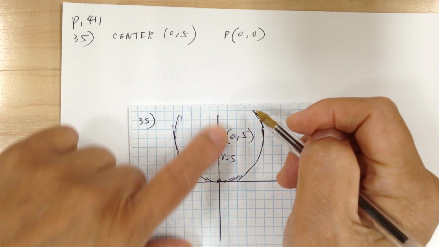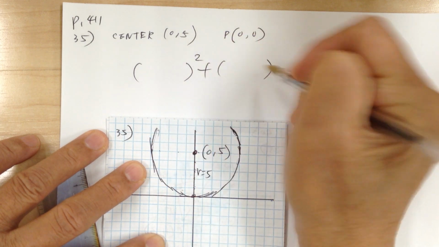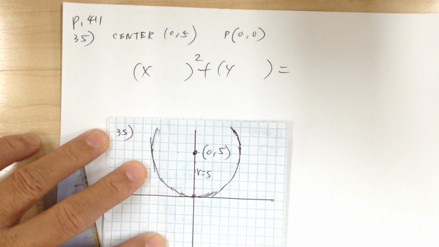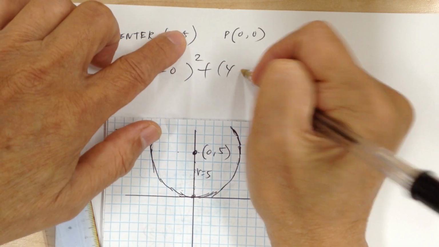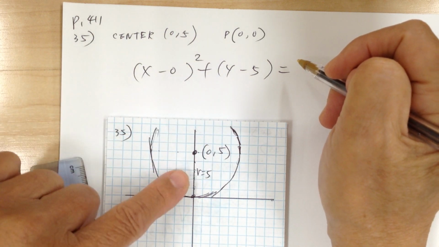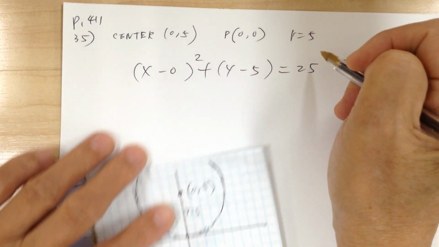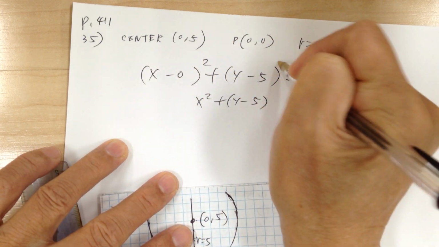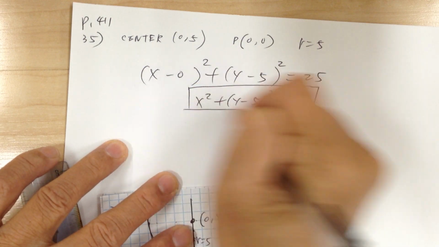Once you know the center and you know the radius, you can write your equation, right? So that's your template. The center, so you're going to minus 0, minus 5, and the radius r equals 5, so it'd be 25. So you simplify a little bit, and you get x squared plus y minus 5 squared equal to 25, and that's your answer.